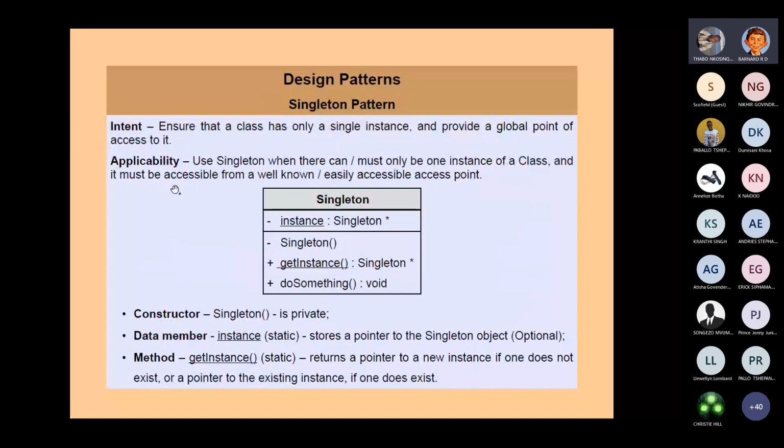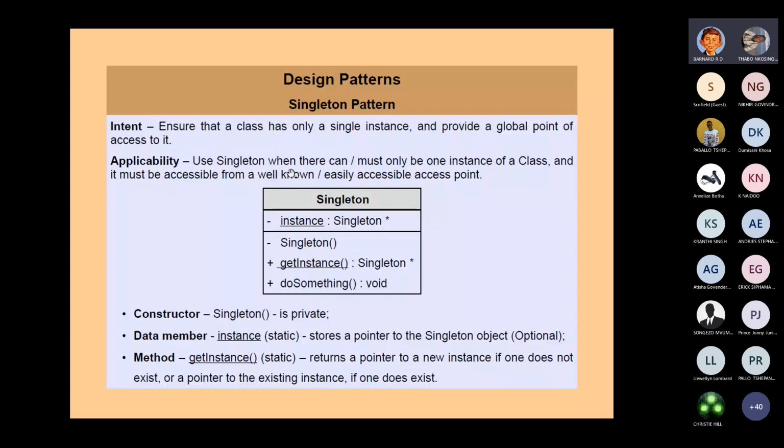Okay, the singleton pattern. The intent of the singleton pattern is to ensure that a class has only a single instance, and then to also provide a global point of access to it. And this is, in fact, one of the criticisms of the singleton pattern. It's often described as being a glorified global variable, and global variables are considered to be bad. But the intent of a singleton pattern is to ensure that a class only has one instance, and it also provides a global point of access to that instance, so you can access it easily from anywhere.